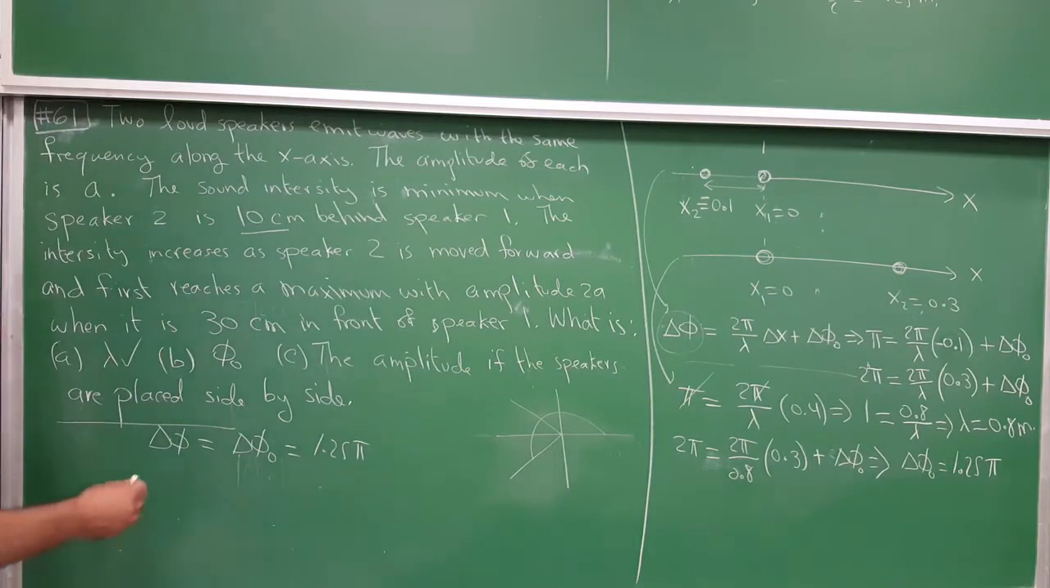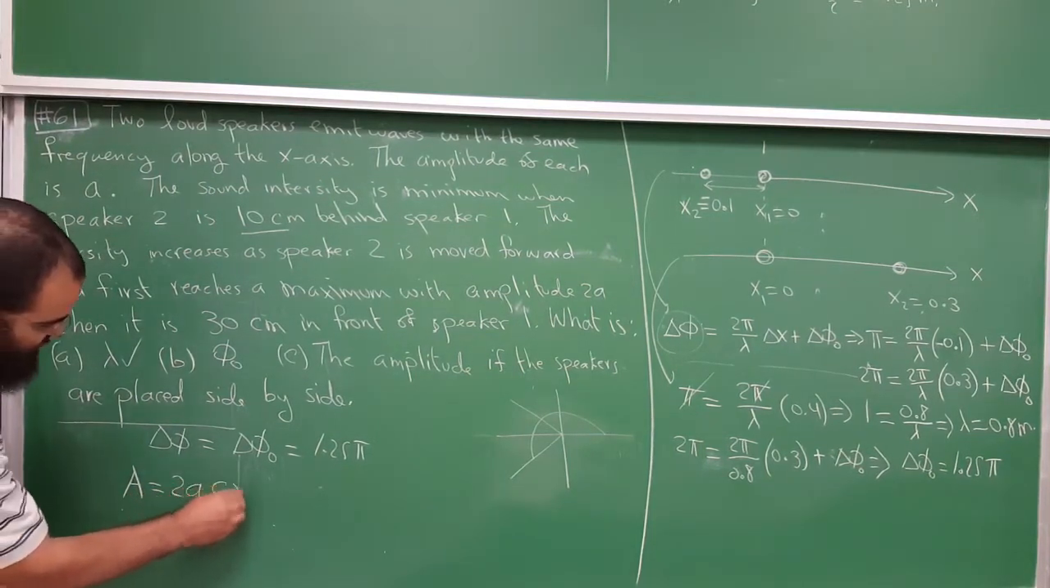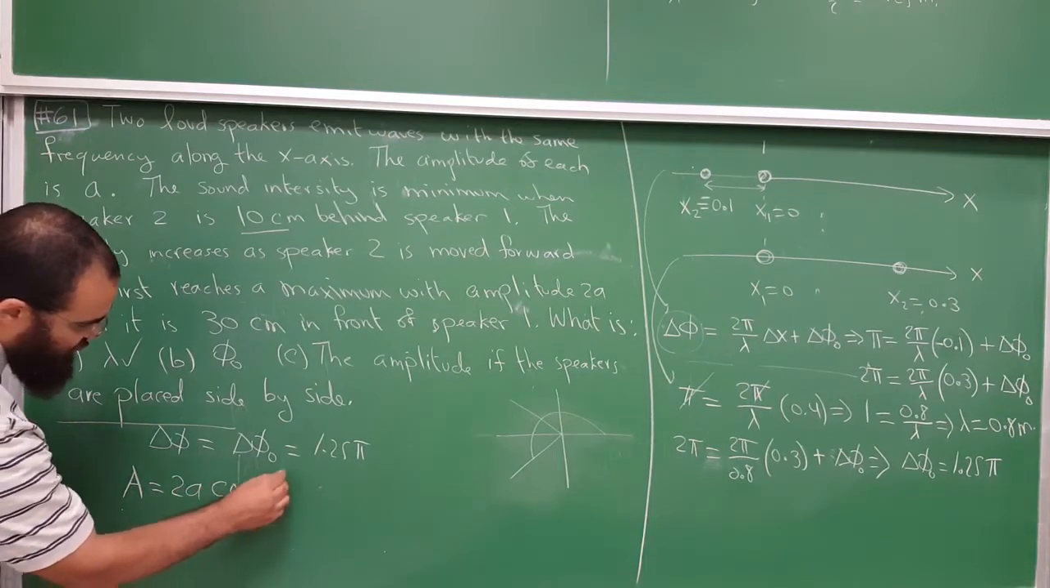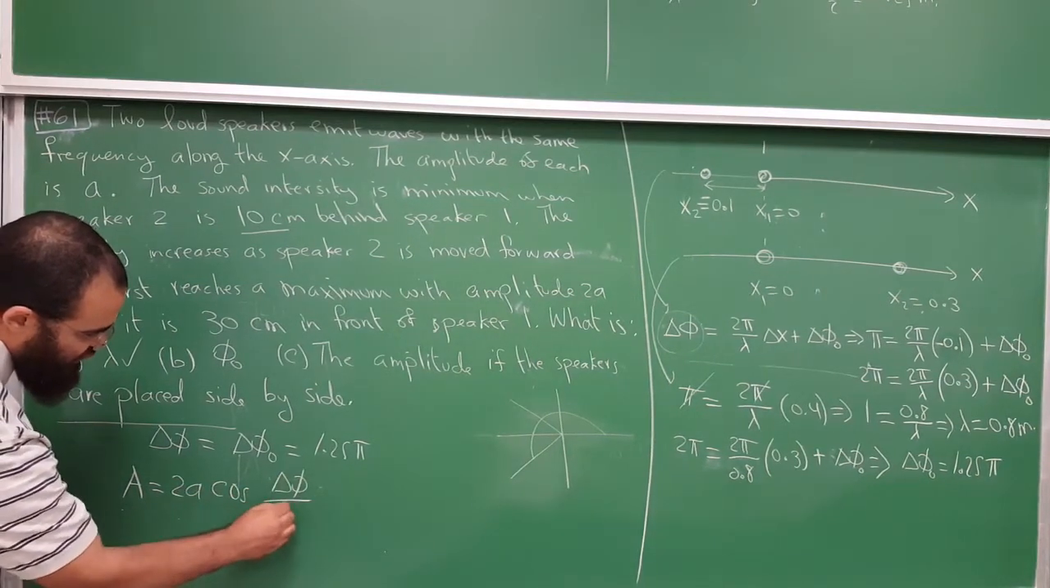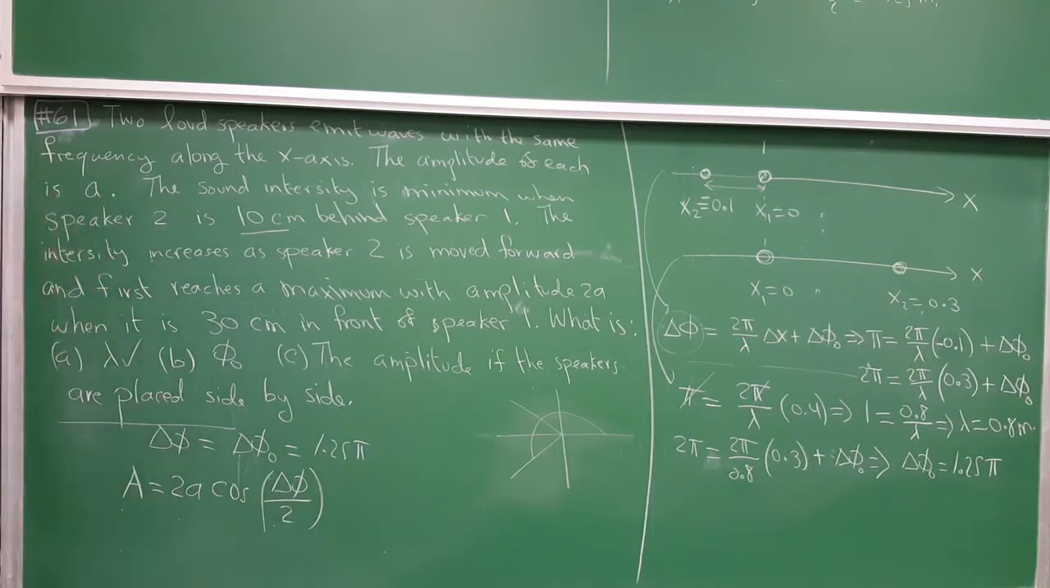Let me just show you. The amplitude, if you remember, was 2a times the cosine of delta phi divided by 2. It's one of the equations in our book, which we derived last time. It's in the book, equations 17.26, 17.27.